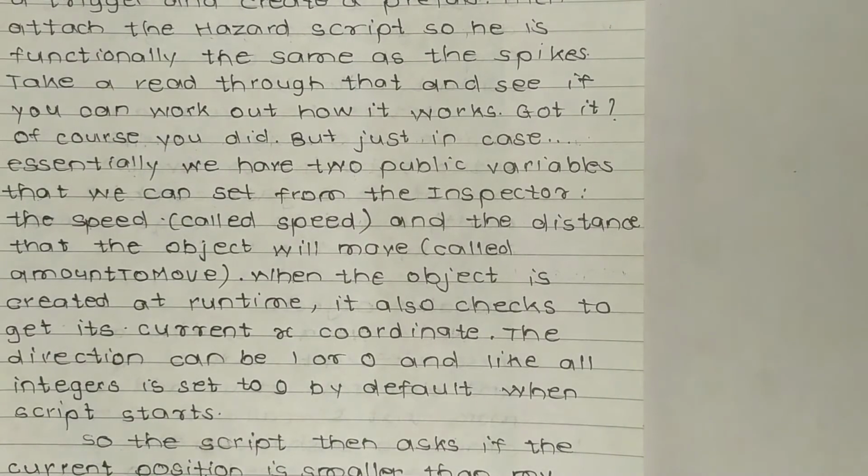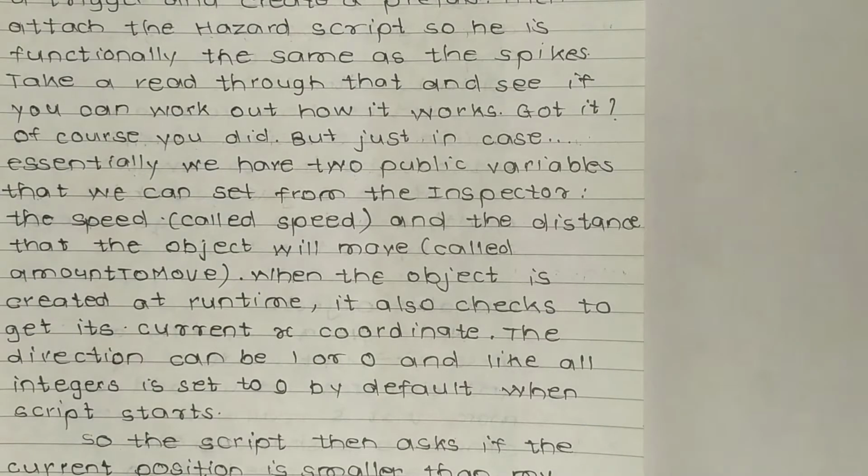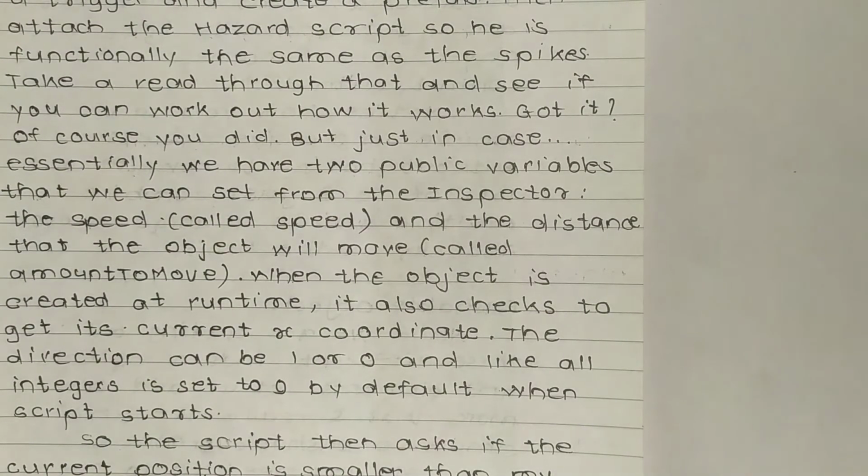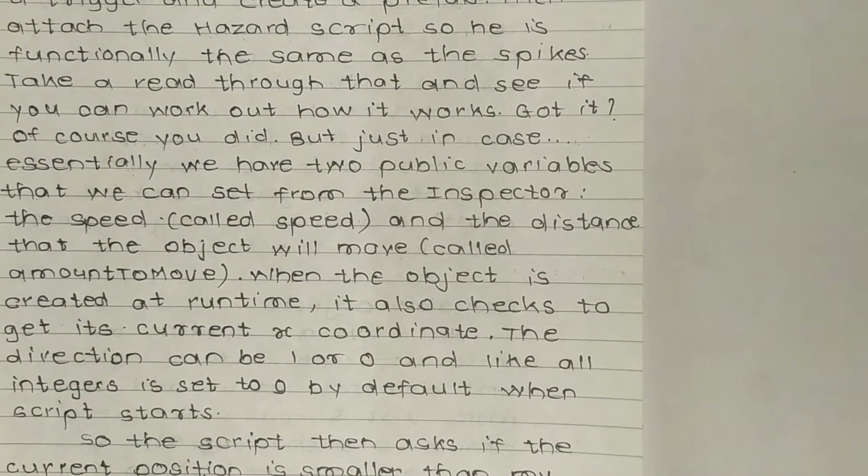But just in case, essentially we have two public variables that we can set from the inspector. The speed, called speed, and the distance that the object will move, called amount to move. When the object is created at runtime, it also checks to get its current x coordinate. So x is a variable here. The direction can be 1 or 0, and like all integers it's set to 0, the default, when the script starts.